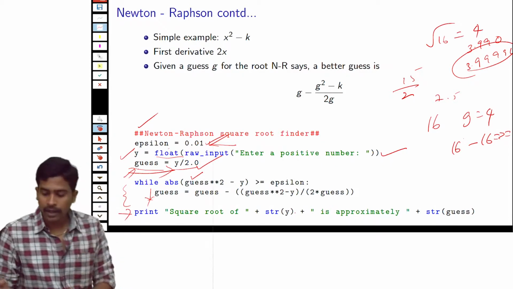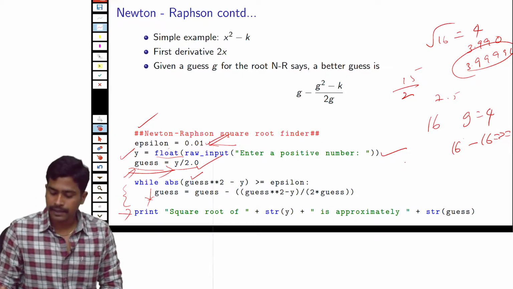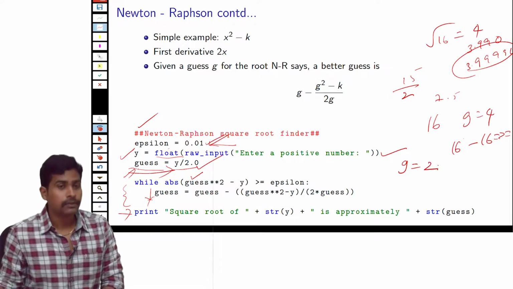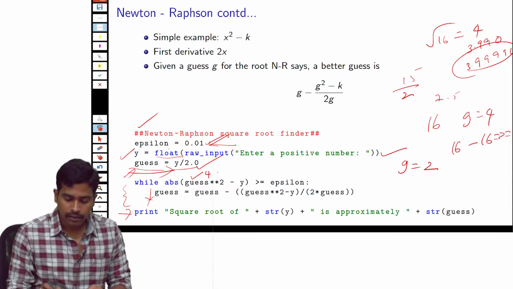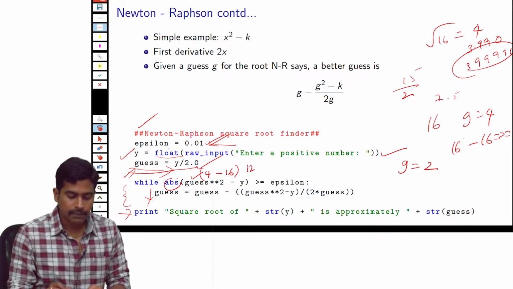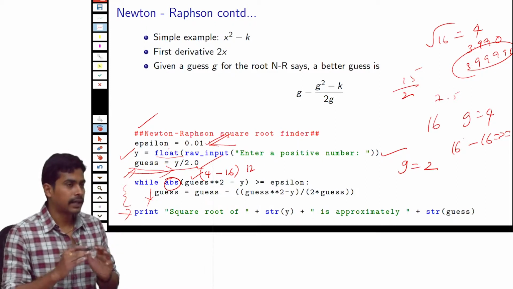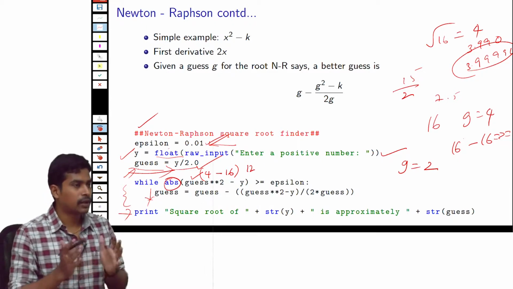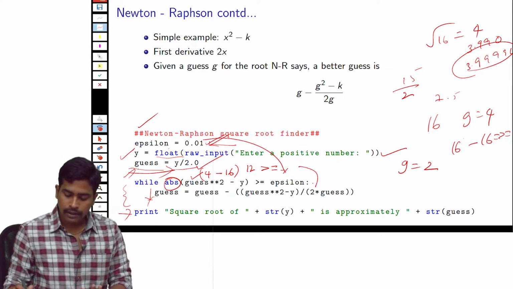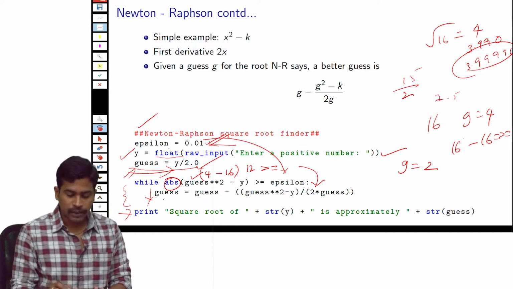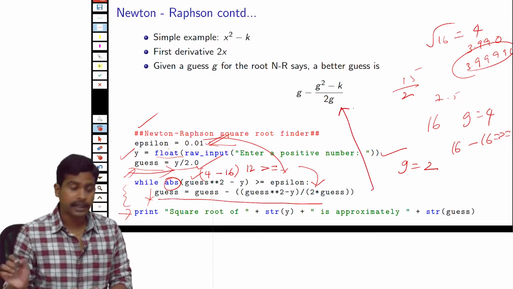Okay. On the other hand, if you have guessed the square root to be 2, now what happens? 2 square, 4, minus 16, which is minus 12, and the absolute function here converts negative to positive numbers, it takes only positive numbers. So 12 is greater than or equal to your epsilon, which is true, so it goes into this while loop and your guess is updated by this equation.